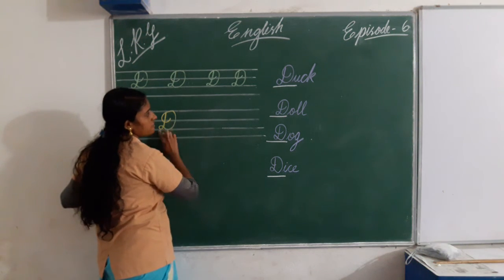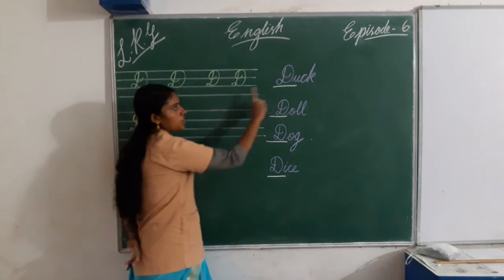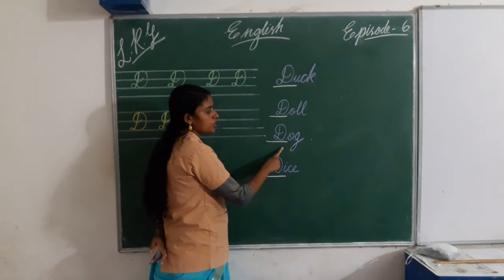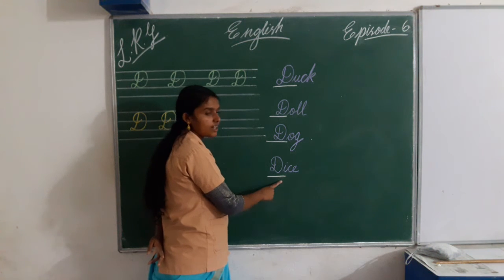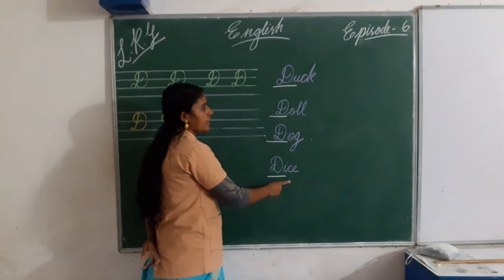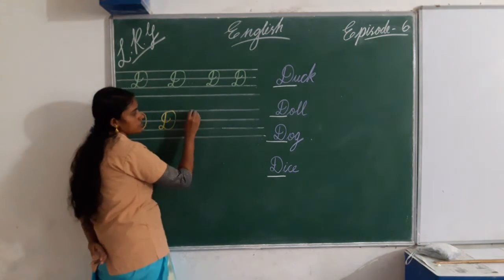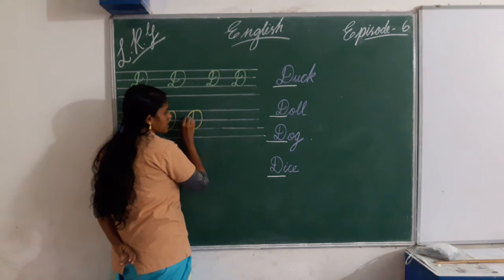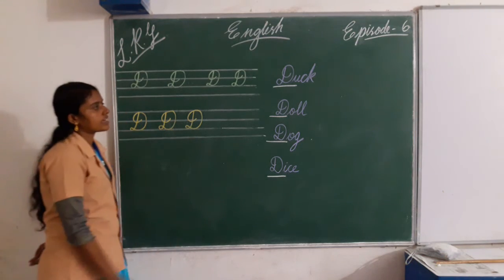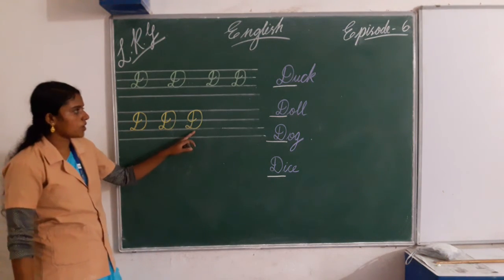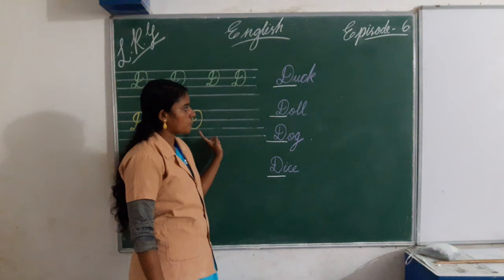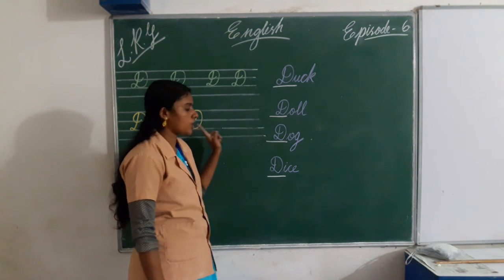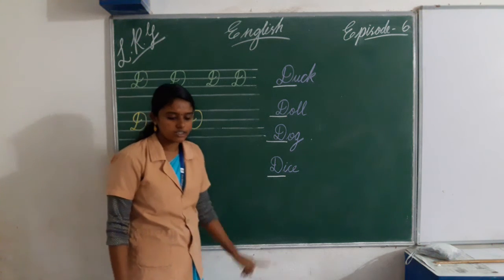Once again, D for duck. D for doll. D for dog. D for dice. Once again, how should write? D like this. D for duck. D for doll. D for dog. D for dice. Okay children.